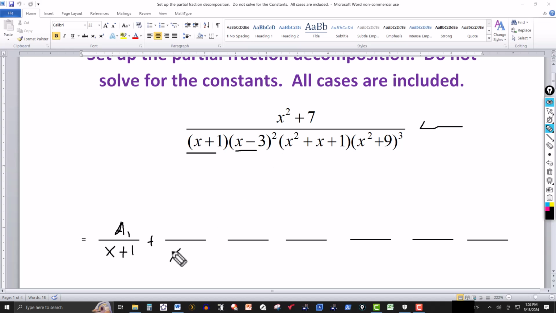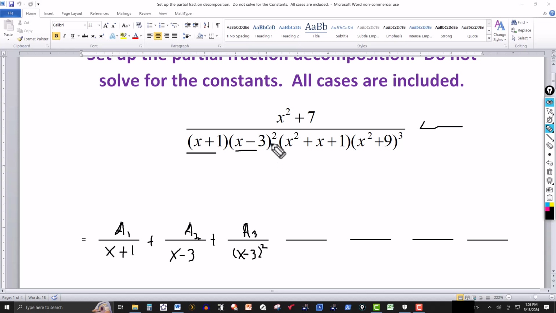So the way it works is you put down x minus 3. The power on that is 1. And then the constant would be, like I said, you could have a, b, c, and so forth. I'm going to use subscripts, so that'd be a2. And because this one's repeated, the procedure is to put the x minus 3 again, and now it's squared. Plus, and on top it's first degree here, so then we want a constant on top, so this will be a3.